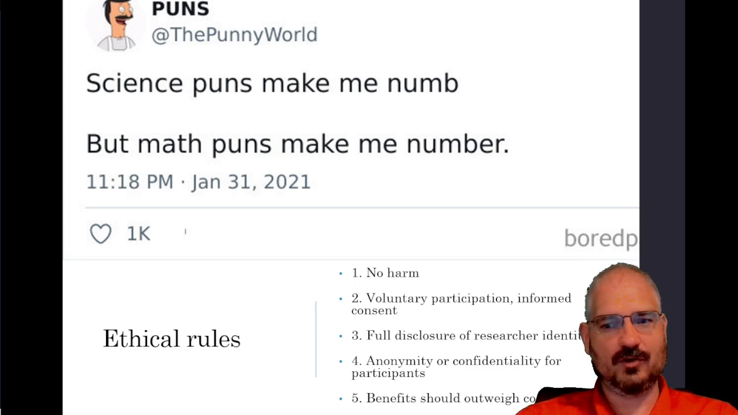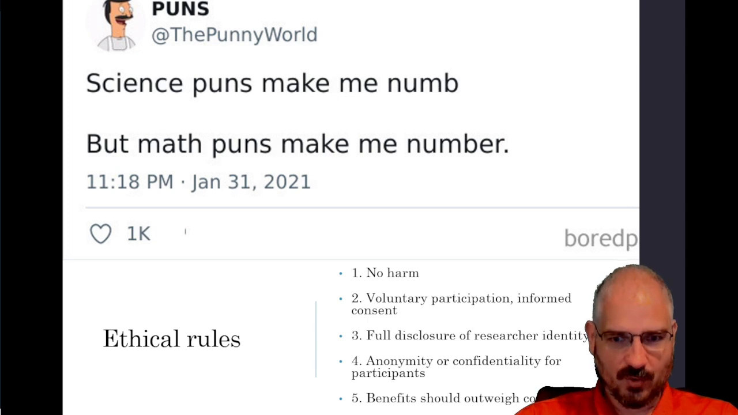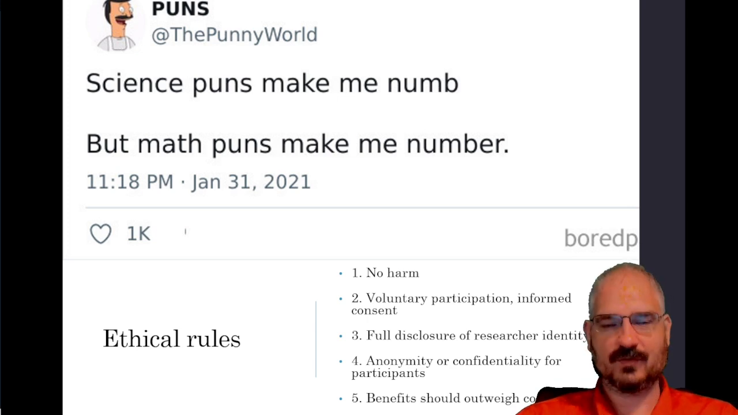Number 3, full disclosure of researcher identity. Don't try to be somebody you're not. Tell them who you are, what your title is, what organization you're involved in, where you're getting funding, all those things.